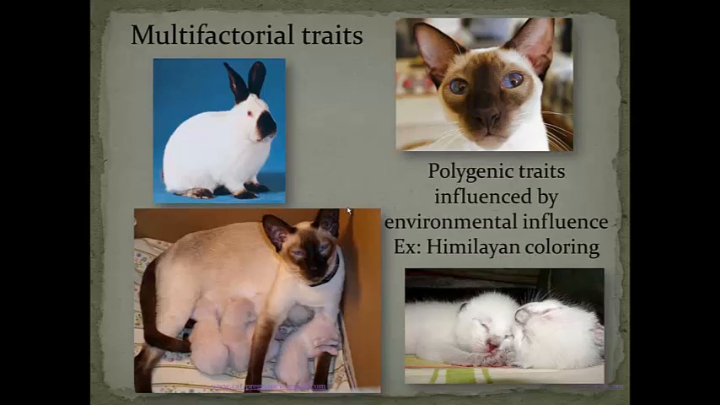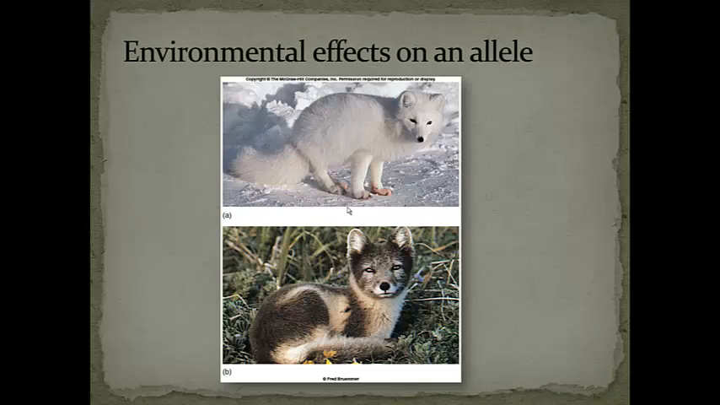Okay, they're kind of the opposite effect on Arctic foxes, where the color pigment creating proteins, enzymes, are only active above a certain temperature. So they're colorless in the cold and the snow during the winter, and they go brown during the summer.